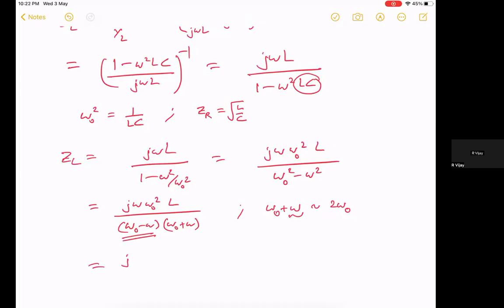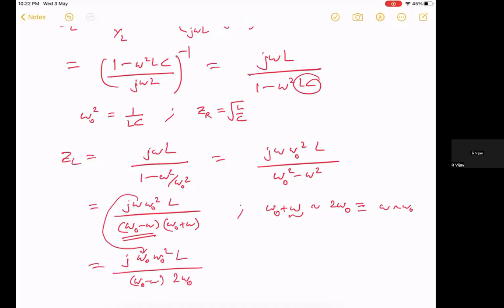But this is essentially the same. This is equivalent to saying that omega is equal to omega naught, right? But again, I cannot use this for the difference frequency, but I'm going to use it in the numerator. So I'm going to put that here also as omega naught. So this omega here has been changed into omega naught. I'm going to leave this here as the same thing, and I'm going to write this as 2 omega naught.